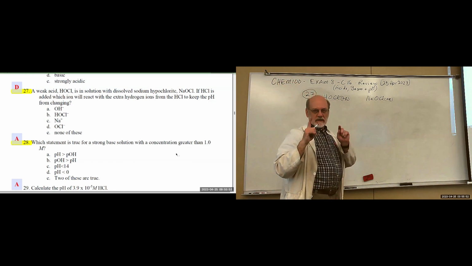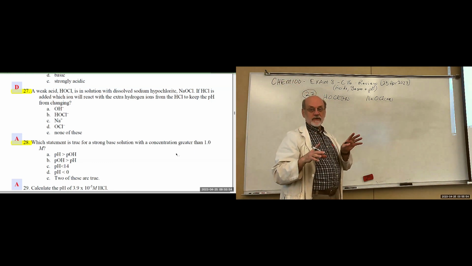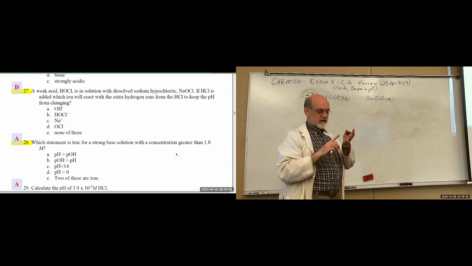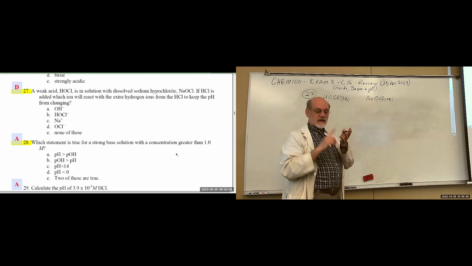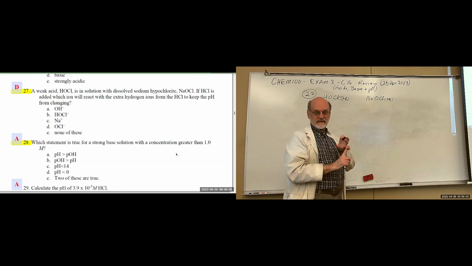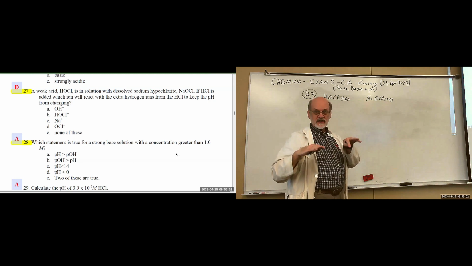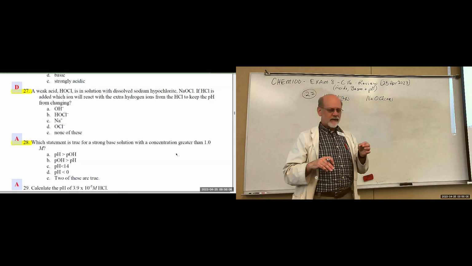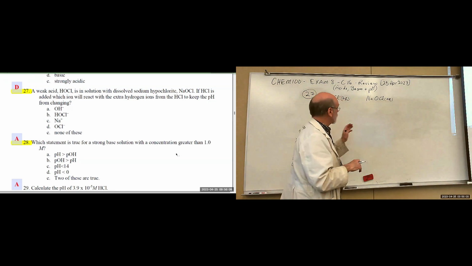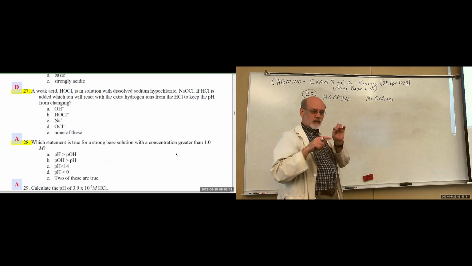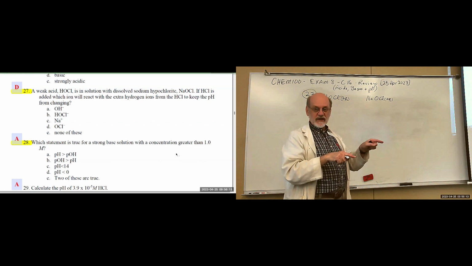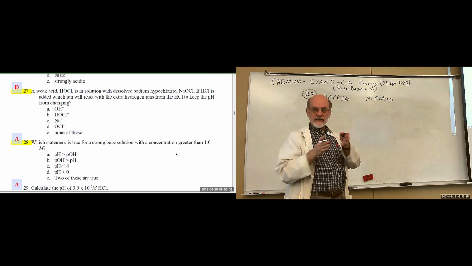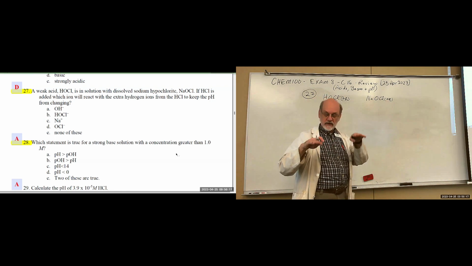Okay. This is a definition of a buffer. The buffer has to have the weak acid and its conjugate base in the proper proportion. And the ideal proportion, I think I mentioned this in the lecture, is to have equal concentrations of the weak acid and its conjugate base. Exactly equal. That's the perfect place for the pH to be stable.